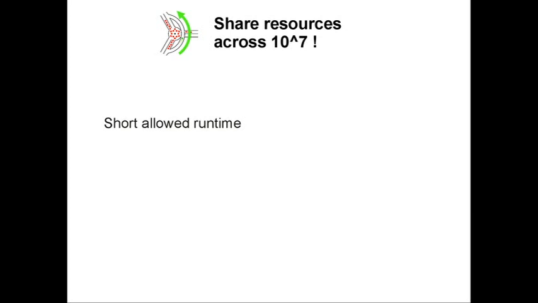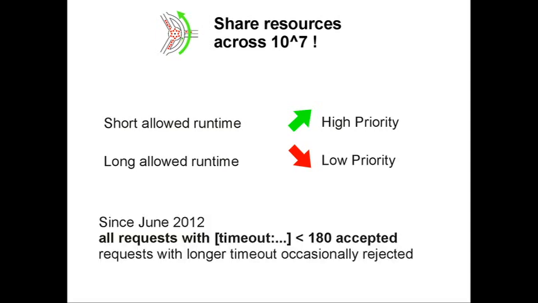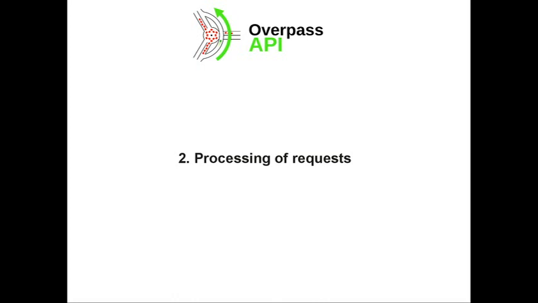To sum up, requests with a short allowed runtime get high priority. Requests with a long allowed runtime get low priority. This strategy has been successful enough to be able to accept all requests since June 2012 that have a standard or small timeout. We now investigate how a request is processed.